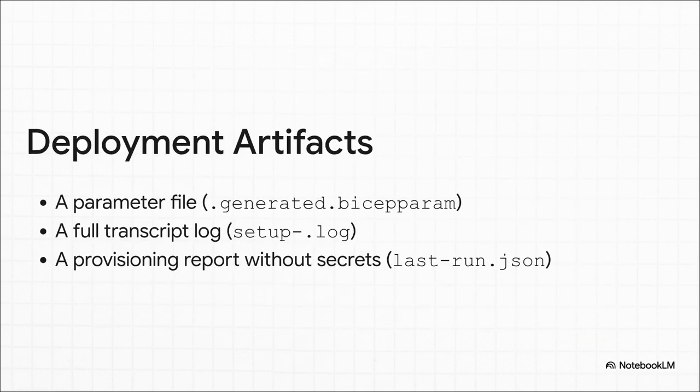And when it's all finished, the wizard doesn't just disappear. It leaves you with some really handy files. You get a special parameter file, which is great for automating this in the future. You get a full log, a transcript of everything that happened, and you get a nice clean report of what was created, which is awesome for your own records or to share with your tech team.